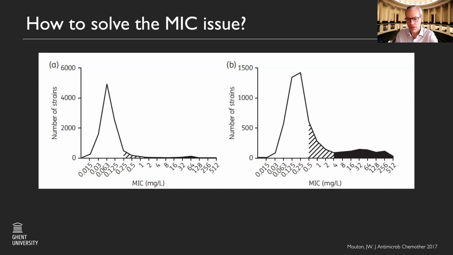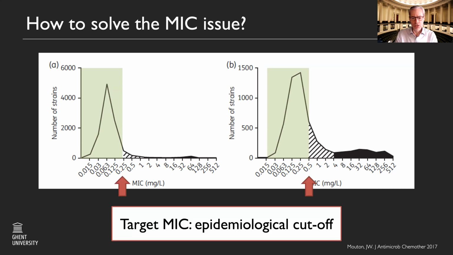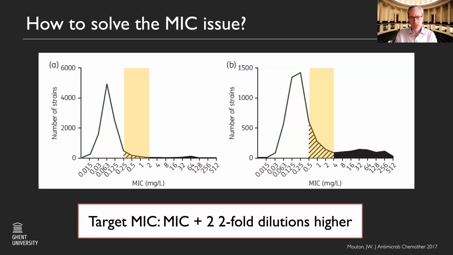These are two figures from this really very important paper that everybody who's working on TDM should read. Johan Mouton and colleagues proposed this strategy to solve the MIC issue. So for wild-type susceptible pathogens, the target MIC should be the epidemiological cutoff. That's quite straightforward and incorporates a number of the shortcomings of the test, as I just explained. For the less susceptible, the intermediate pathogens, it's probably wiser not to use the epidemiological cutoff, but the target MIC plus twofold dilutions higher. So you would aim higher in order to compensate for the methodological issues that I've just discussed.